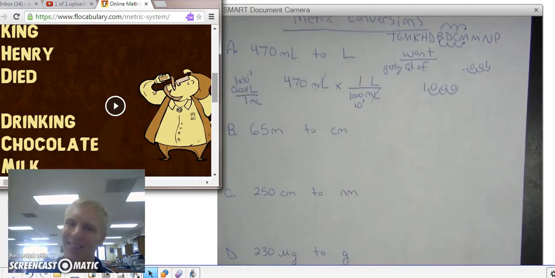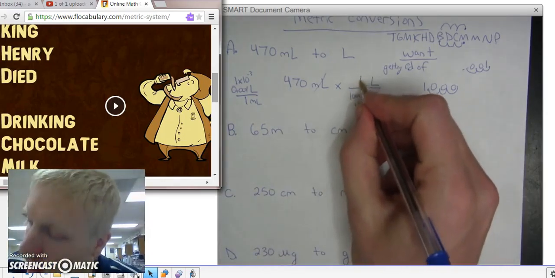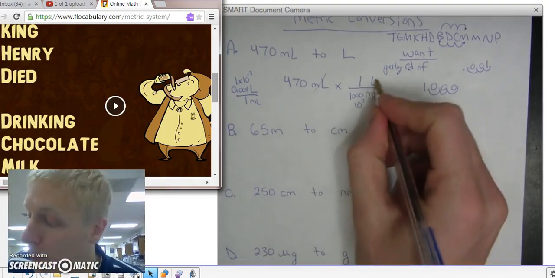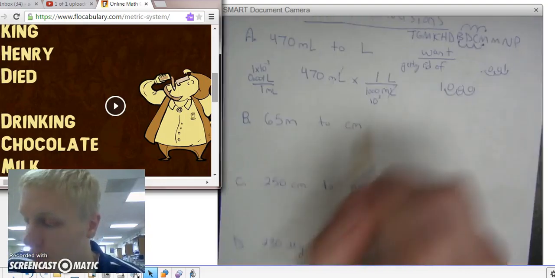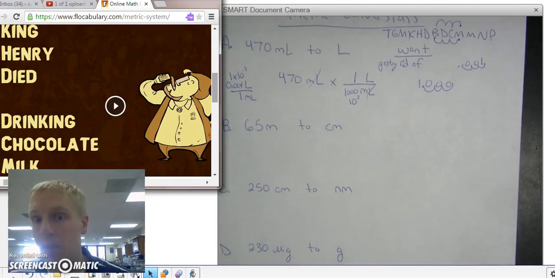So, negative exponents are always a little more tricky to deal with. So the easiest way is to avoid them altogether. How do you do that? Make 1 be with your largest prefix or largest unit. Liter is bigger than milliliter, so I'm going to put 1 with that. That way it's 10 to the third or 1,000. It's a positive number. It's a whole number. Don't have to worry about all that confusing stuff.